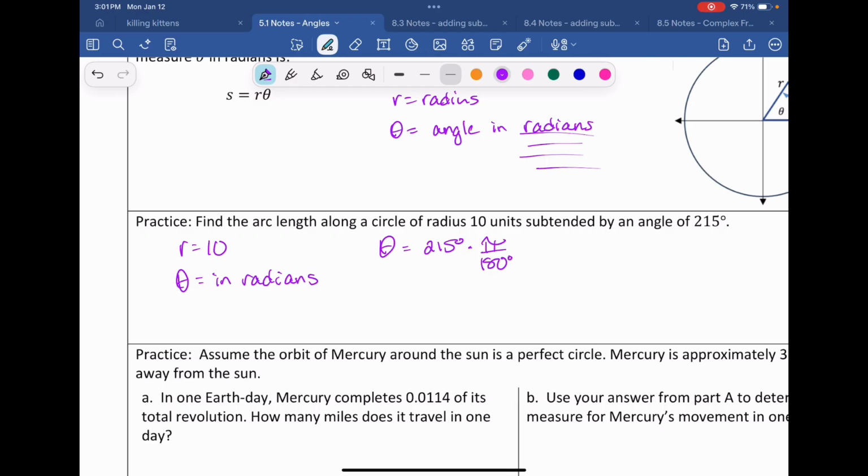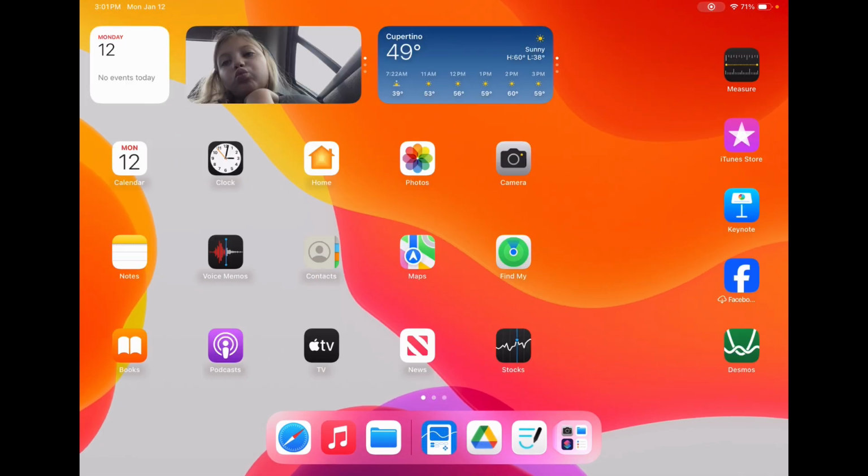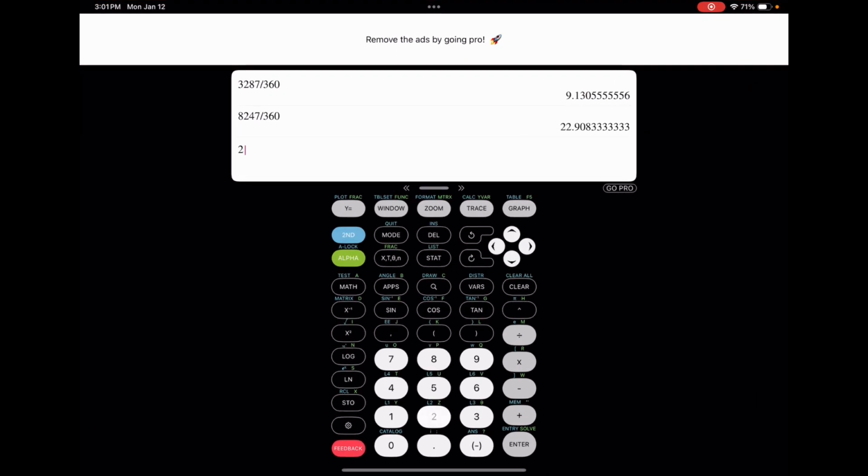All right, so that cancels. And then I'm probably just going to put that in the calculator. So 215 over 180. Then math 1. So 43 over 36.